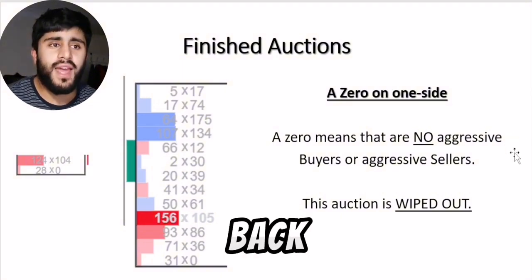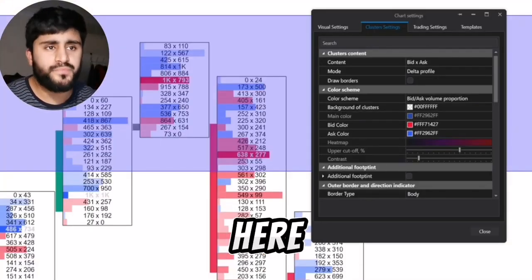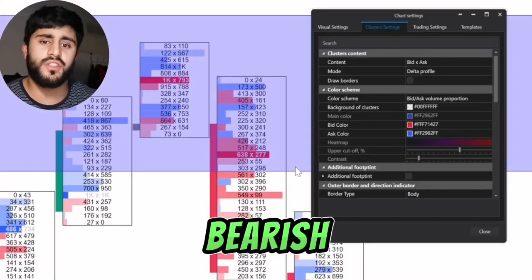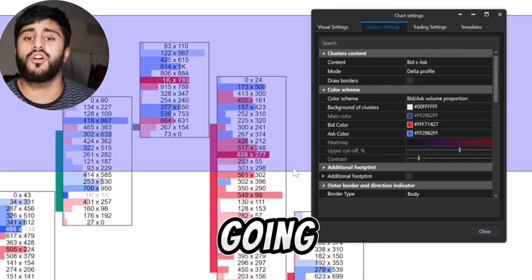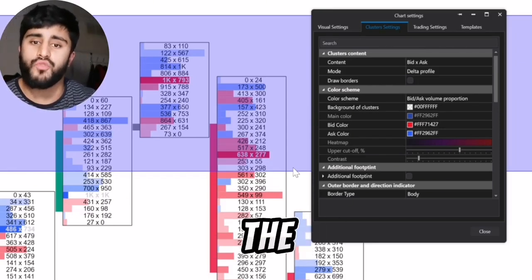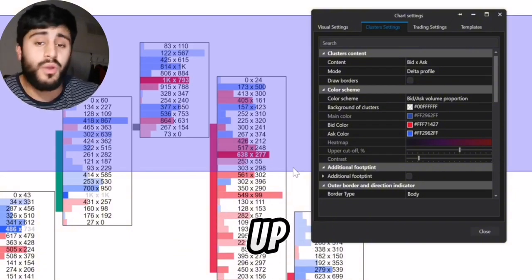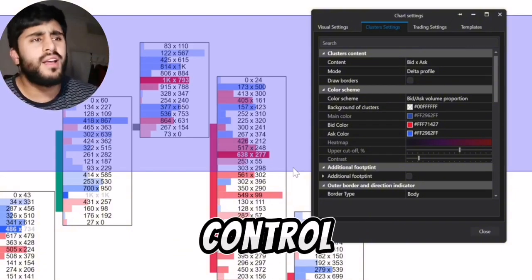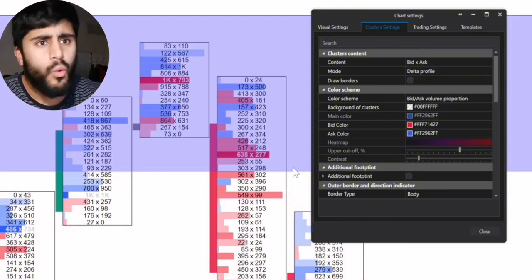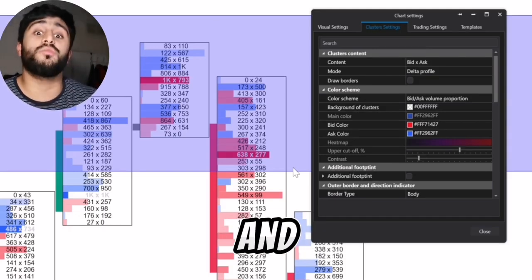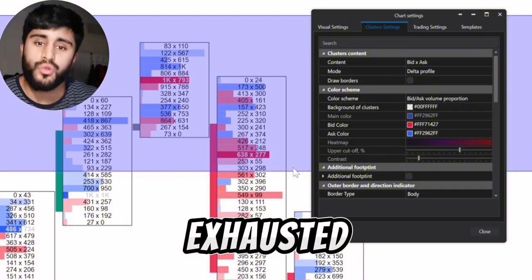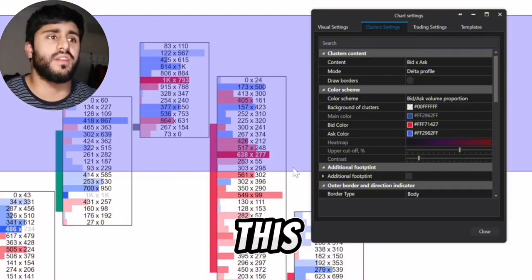If we take this back and use a little bit of logic here: when price comes into a bearish fair value gap, we want to know if that bearish fair value gap is actually going to hold. We want to know if the aggressive sellers are going to show up. We want to know if sellers are really in control. So how do we do that? Order flow allows us to essentially see who's in the most pain, who is being absorbed, who is being exhausted. These are terms I'm going to go over in this video.